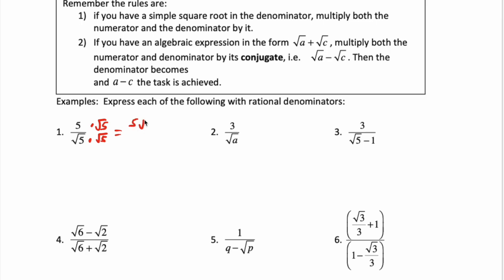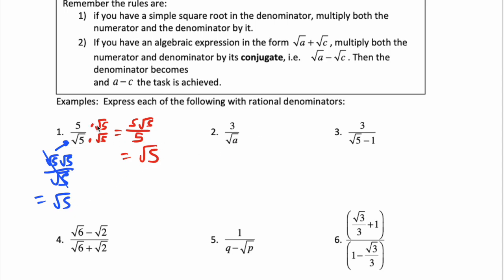So your numerator is 5 root 5. Your denominator is root 5 times root 5, which is 5. So that is root 5. Okay. Another thing you could have done here is you could have recognized that 5 is root 5 times root 5. So you could have gone straight to the answer this way as well.